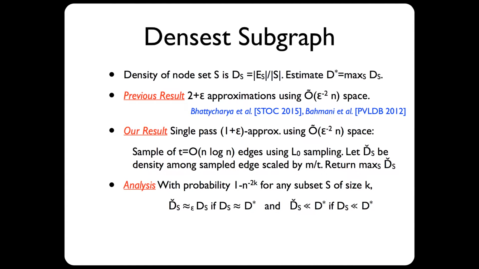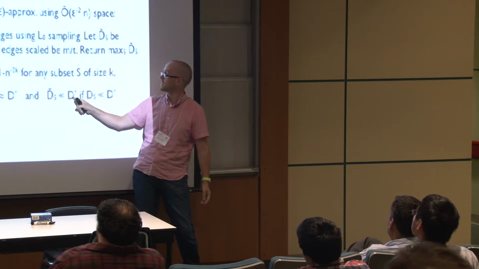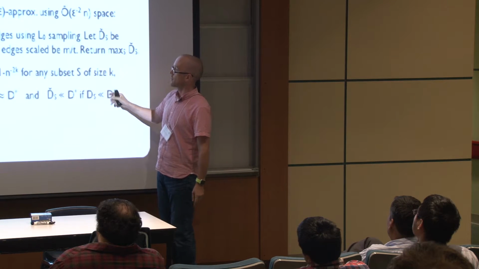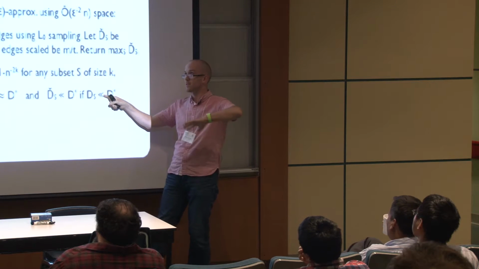Basically, the idea is, with very high probability, if you look at any subset of nodes S of size k, then if the density of that subgraph in the original graph is around the optimum density, the maximum density, then your estimate is within a factor 1 plus epsilon of what it should be. Whereas if the original density of that subgraph is low, much less than the maximum density, then your estimate is still significantly less than the optimum. So when I say this happens with high probability, high densities stay good, and low densities don't start to look like high density things.